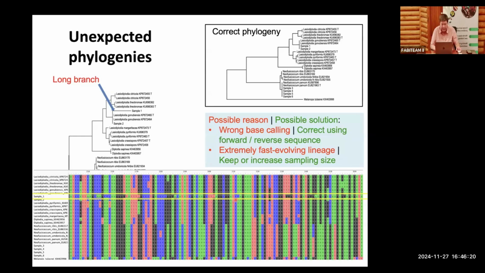Let's take a different one. All of them here are an A. Suddenly we have C there. So that is obviously wrong. Now, I would not just change it. I will go back to my chromatogram and check and make sure what's going on.